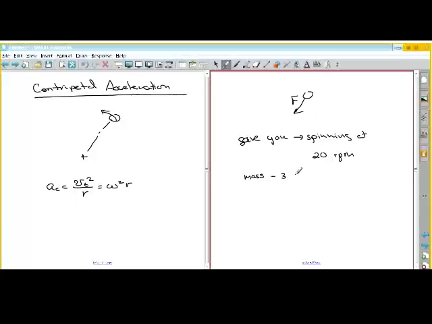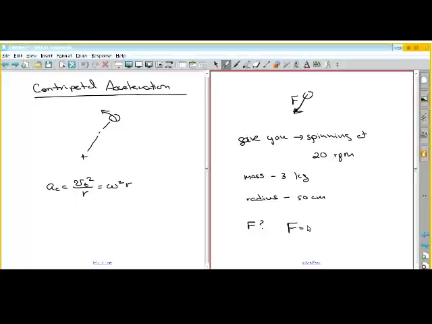I'd have to give you the mass. The mass is, say, 3 kilograms. That'd be a heavy mass. And I ask you, what is the radius? I'd have to give you the radius, let's say it's 0.5 meters. Let's give you the centimeters. So let's say it's 50 centimeters. And I ask you, what is the force? Well, the only force acting on this ball or this weight is the tension in the string.